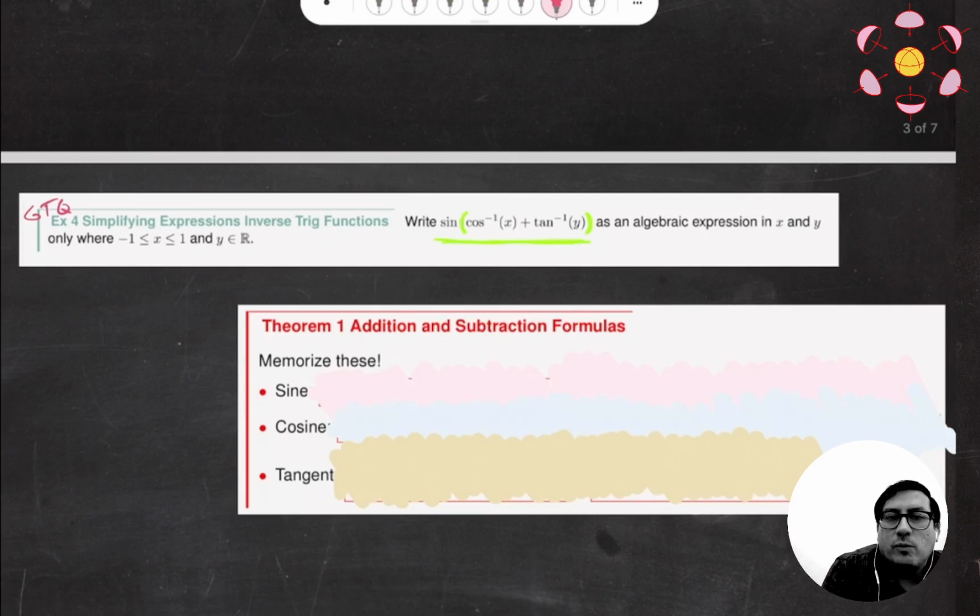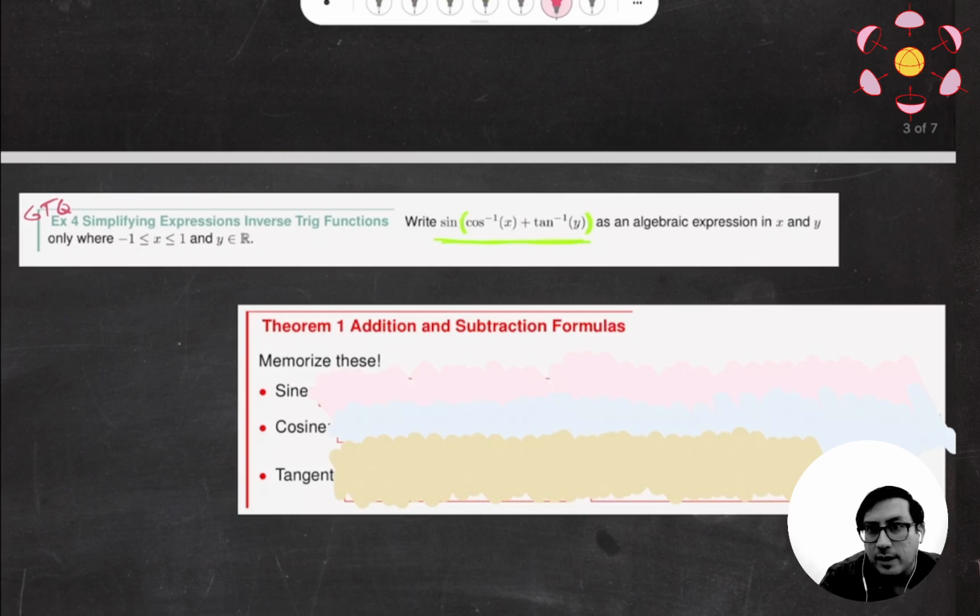Okay, so what we have. Now, I added those green parentheses. I hope you could see them. It might be a little hard to read. But the key is we have sine, and then we have two inverse trig functions.